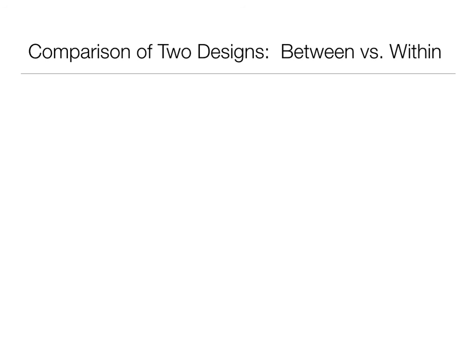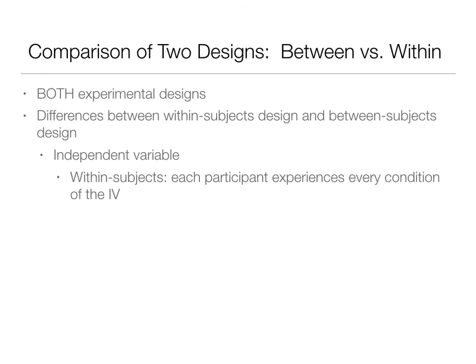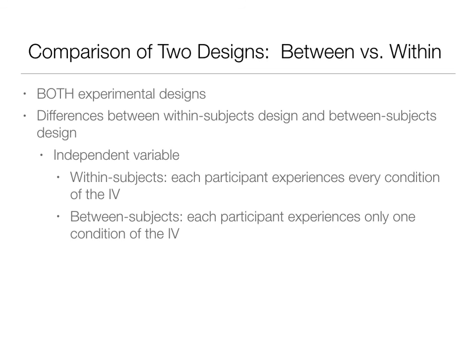So kind of a summary here, we are starting to really compare these two designs. Both between subjects and within subjects are both types of experimental designs. So they're just different ways to conduct an experiment. They're different ways to ask an experimental question. They're different ways to ask a question about cause and effect. Really, these differences come into the independent variable and how the independent variable is manipulated. Within subject design, every participant gets every level of the independent variable, where between subjects design, each participant only gets one condition of the independent variable. They only get one level of the independent variable.